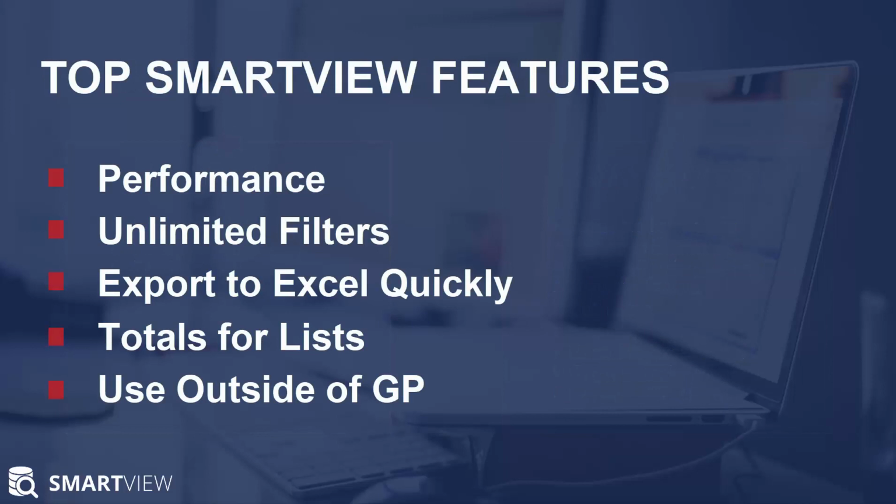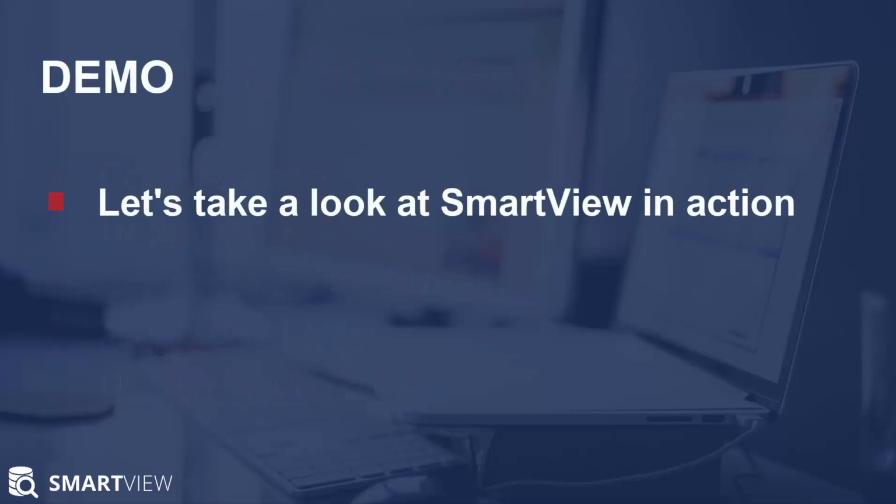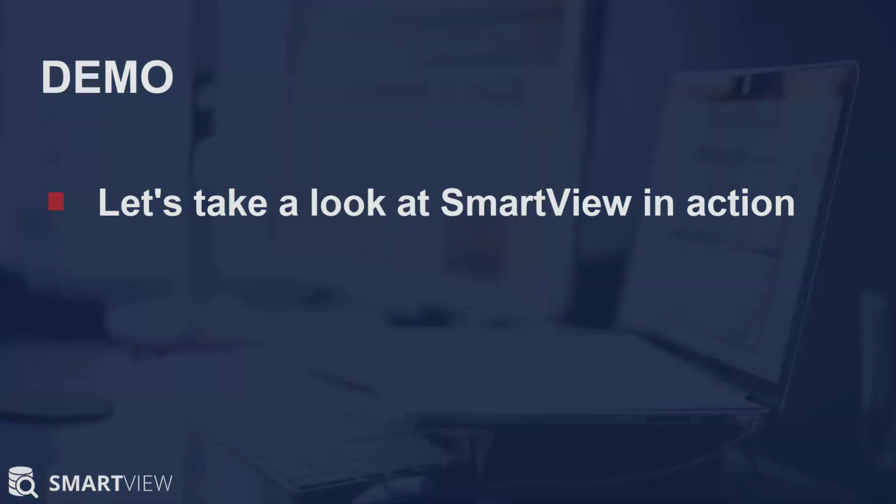So just to list a couple of the top features of SmartView that we talked about there, the main one is going to be performance. You can see those lists in fractions of a second versus waiting a while for those SmartLists to return. We have unlimited use of filters. The export to Excel is very quick. We get totals to our screen, and we can see that data without having to log into GP if we'd like. So that's a little bit about what SmartView can do for you. Let's take a look at it in action and get a better picture of how that works.